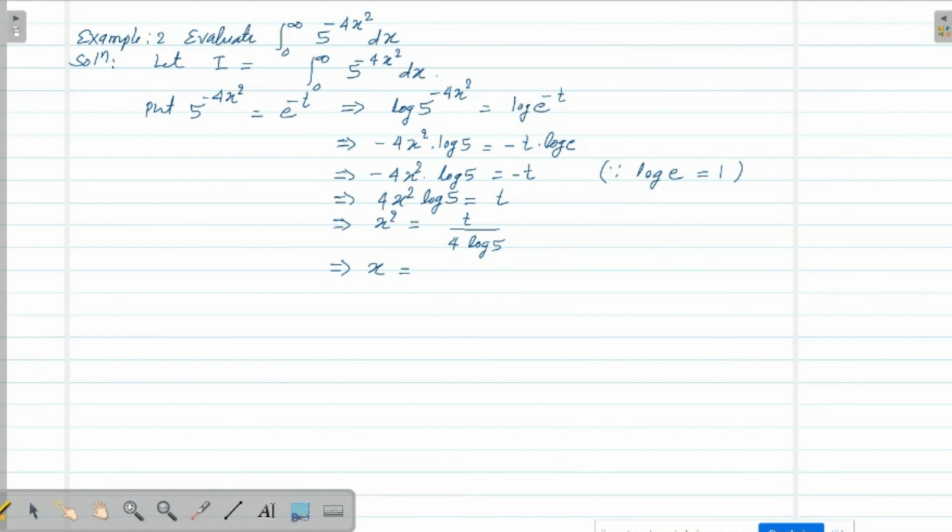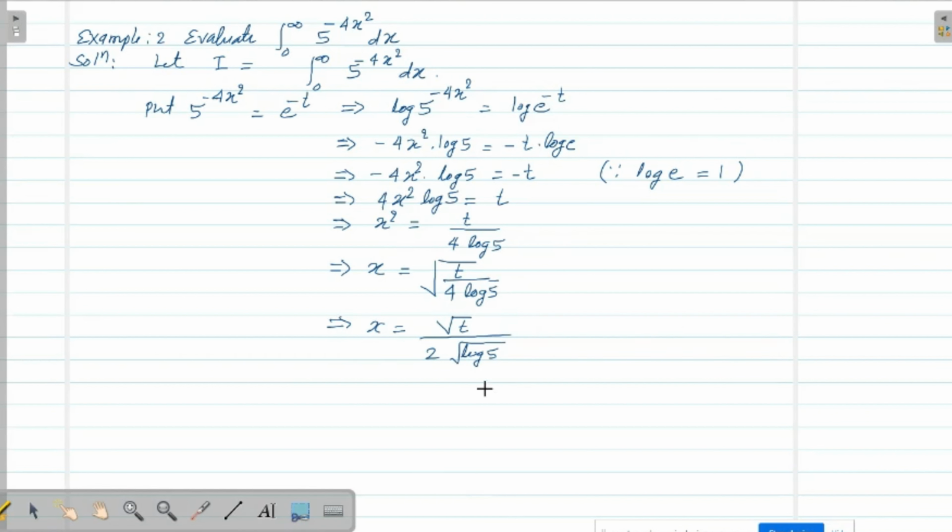Okay. So I'm taking the square root. Just write down the square root here, then you will understand. x equal to square root of t by 4 log 5. Now simplify this. So this gives x equal to the square root of t. I'm separating numerator and denominator. So this is 2 and this is the square root of log 5.